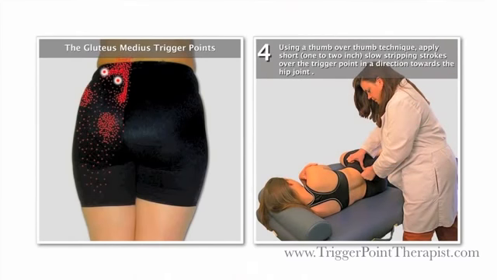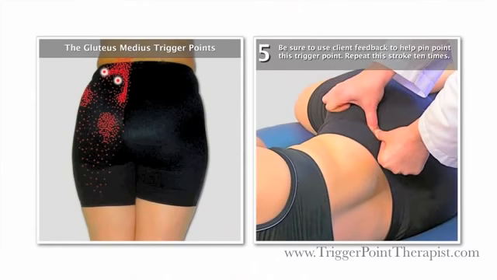To release this trigger point, you're going to use a thumb over thumb technique and apply short, slow stripping strokes about 1 to 2 inches over the trigger point in a direction towards the client's hip joint. Remember, don't move your contact over the skin. Move the skin over the trigger point. Each micro stripping stroke should take about 6 seconds to complete. Be sure to use client feedback to gauge your pressure, and repeat the stroke 10 times.